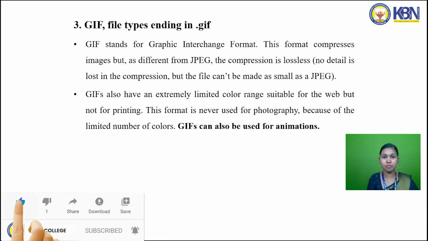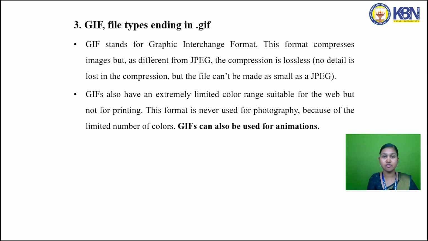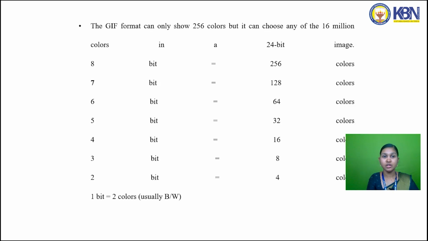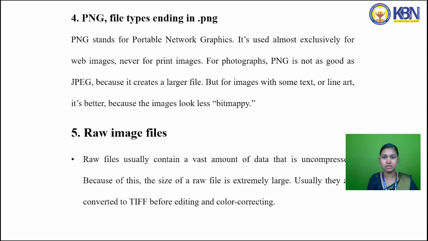The GIF file means the images can be represented by video. They have limited color ranges. These GIF files are used in photography, but GIF files have a limited number of colors. GIF can also be used for animations. Here the GIF files have almost the default colors. The maximum is 8-bit, which is converted to 256 colors. Here 1 bit means 2 colors: one is black and the other is white.